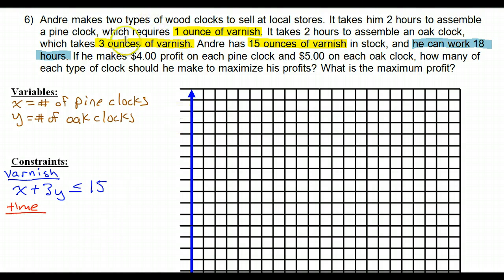But before I do that, let's hunt through and see, okay, how much time for a pine clock, how much time for an oak clock, time constraint. It takes him 2 hours to assemble a pine clock and 2 hours to assemble an oak clock. So 2 hours, total of 18. That's 2x plus 2y is less than or equal to 18.